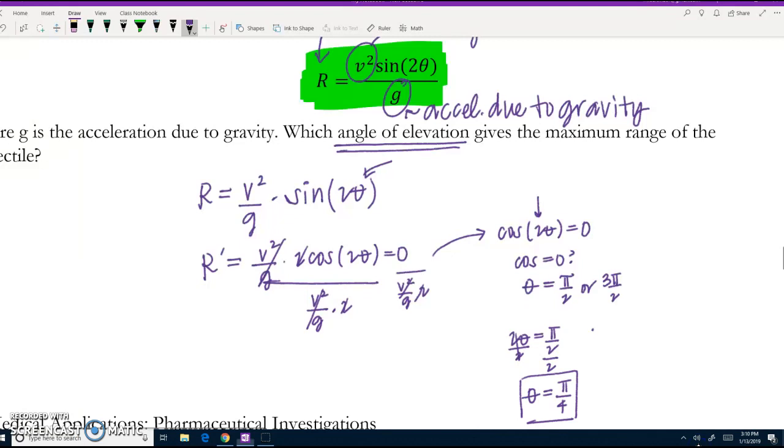We can do the same thing with the 3 pi over 2. We can say 2 theta is equal to 3 pi over 2. And then when I divide this 2 over, that becomes theta is equal to 3 pi over 4.